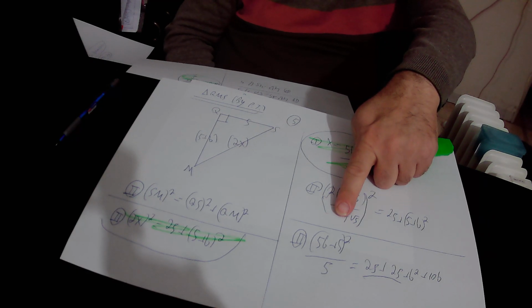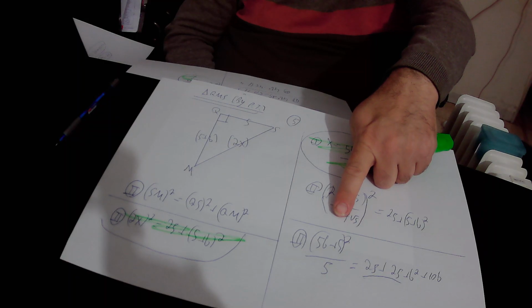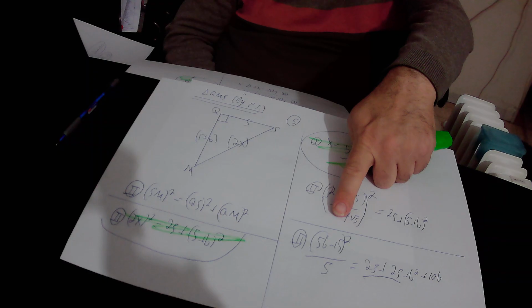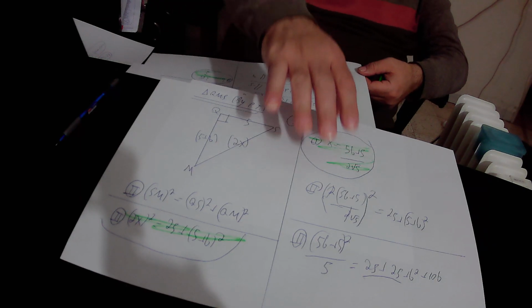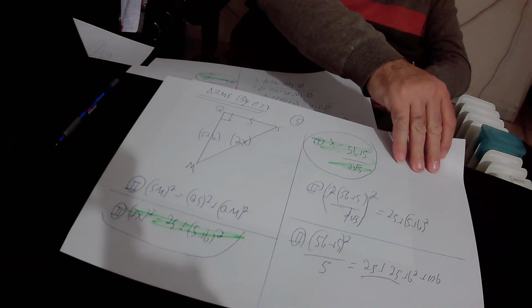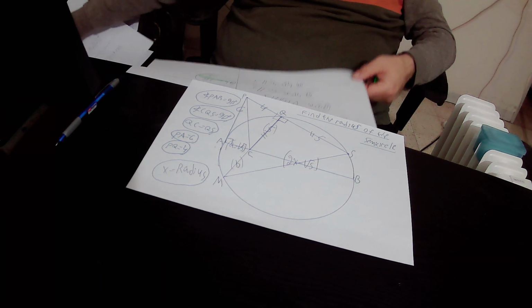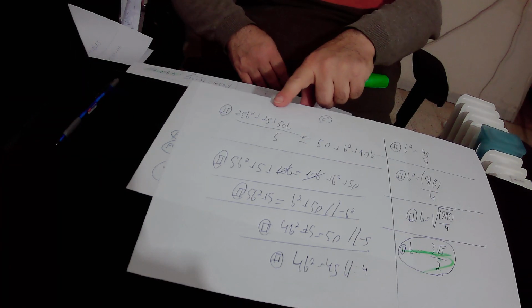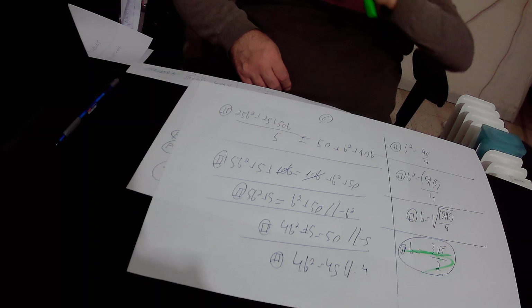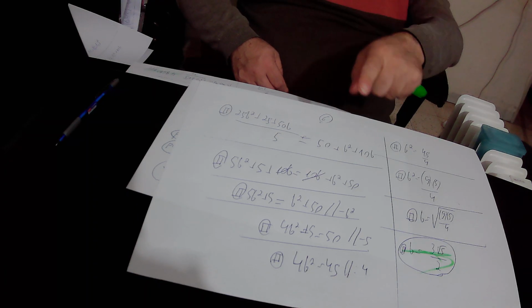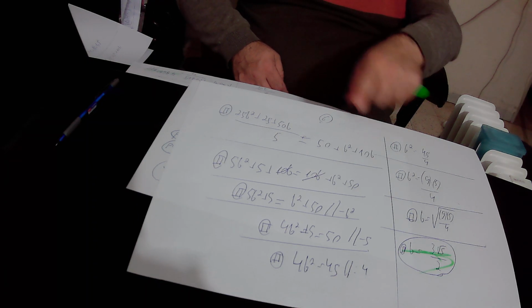(5b + 5) squared is (5b) squared, that is 25b squared, plus 5 squared, that is 25, plus 2 times 5b times 5, which is plus 50b, all over 5. So, in conclusion, on this side of the equation we have 25b squared plus 25 plus 50b over 5. And this equals 5 plus b squared plus 10b.